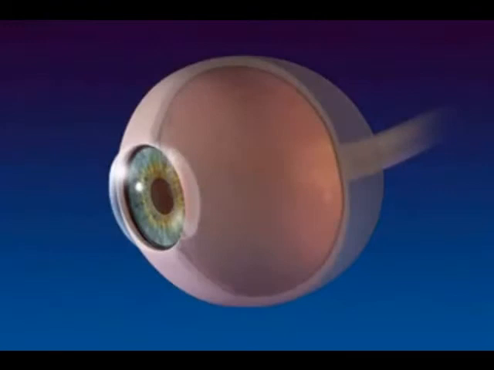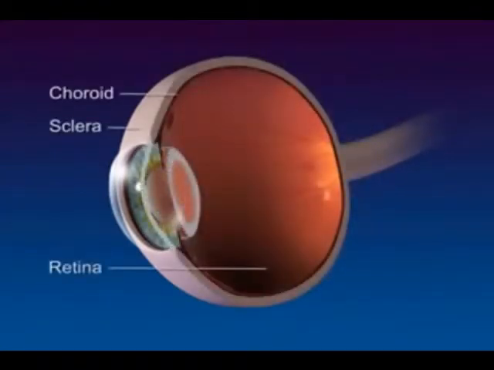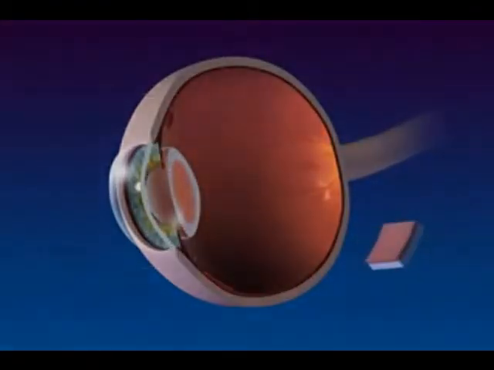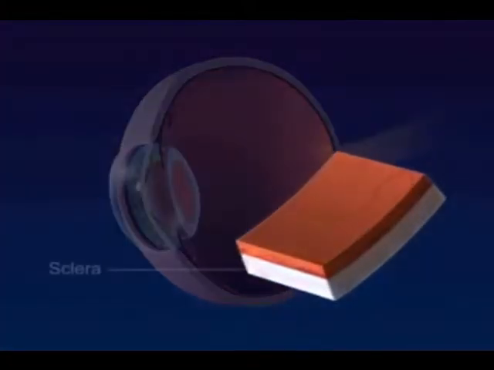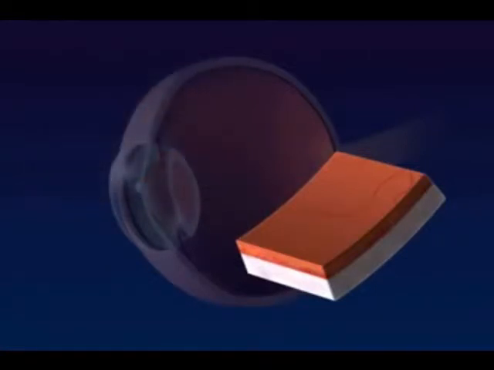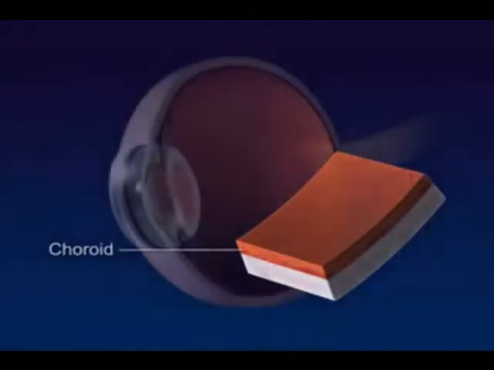The eye is broken down into three layers: the choroid, sclera, and retina. Sclera is the outer white layer that maintains the shape of the eye. Muscles attached to the sclera control eye movements. Choroid is the middle layer that controls blood vessels.